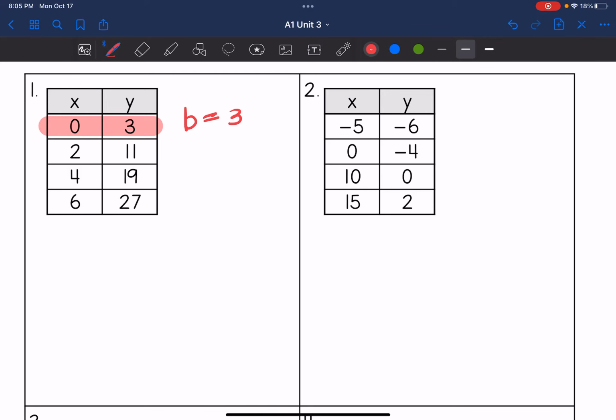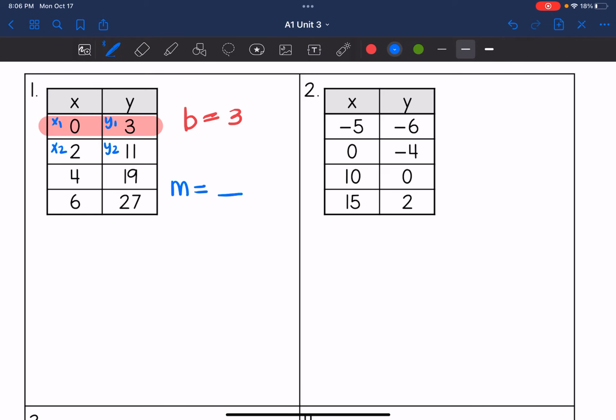Now we need to find slope. So you need to pick any 2 points that you want. I like to work with the smaller numbers, so I'm going to use the y-intercept, so x1 and y1, and I'm going to use the next point right after that, so x2, y2.